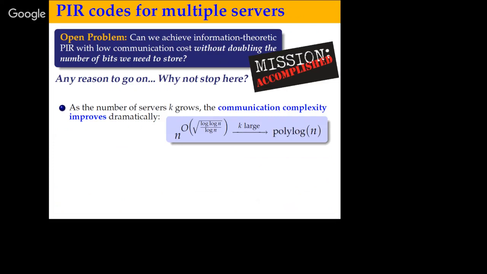And as the number of servers grows large, it approaches something like this. Now, what is that function? It's the log of n to some constant c power. So in a very crude approximation, it's like log of n.